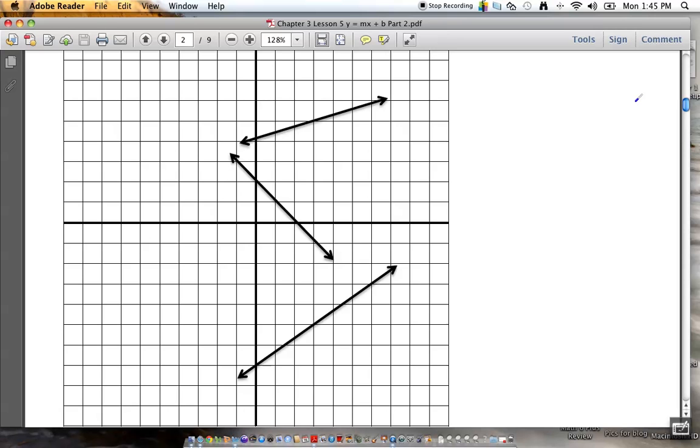Now, as I take a look at this line, I see that it intercepts here. That's 1, 2, 3, 4. So b is 4. And I notice that the slope is up 1 over 3. So if m is 1/3 and b is 4, what is the equation of this line? y equals what? Go ahead, Ishi. 1 over 3 x plus 4. Perfect. y equals 1 over 3 x plus 4.